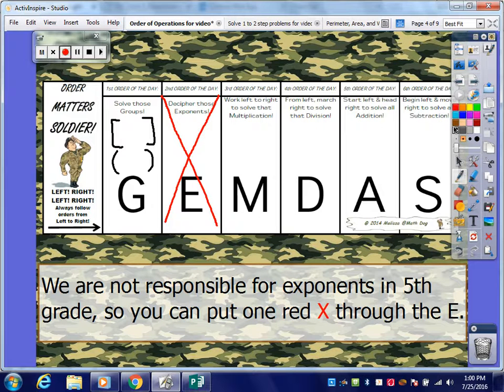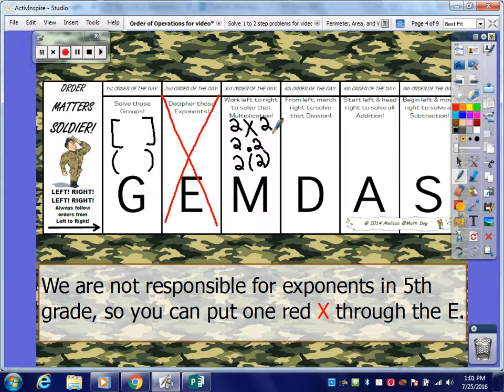Now that we know what G stands for, raise your hand if you think you might know what M stands for. Ellie? Good, it does stand for multiplication. So put a multiplication symbol on your paper, and we could have an X, we could have the dot, we could have parentheses, so like 2 times 2, or 2 times 2, or 2 times 2. Those all mean to multiply.